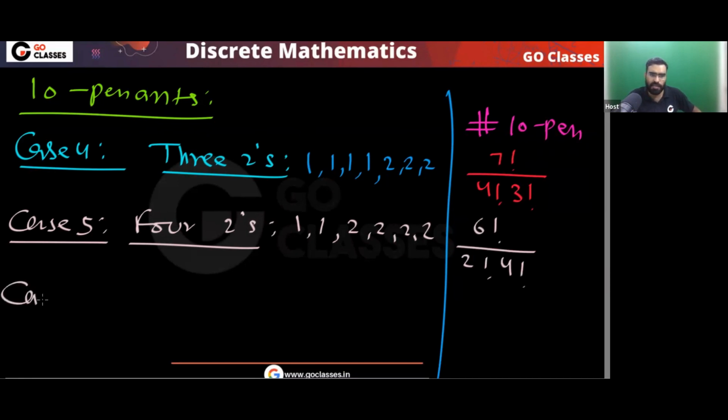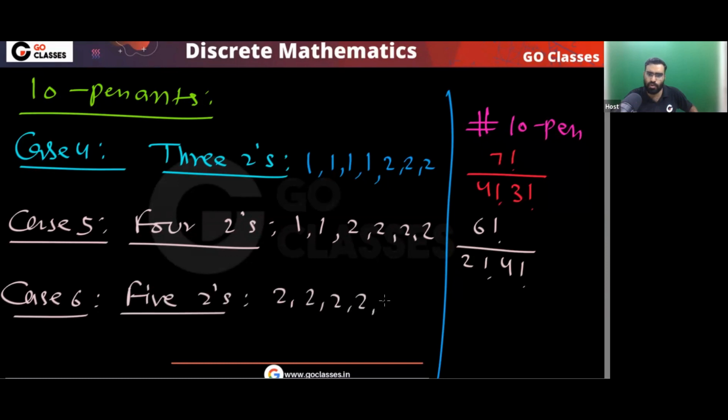And finally, what is the case number 6? The case number 6 is you are using all the 5 twos, so that will be like 2, 2, 2, 2, 2. If you are using all the 5 twos, then there is only one way, or you can do it like this: 5 factorial divided by 5 factorial.